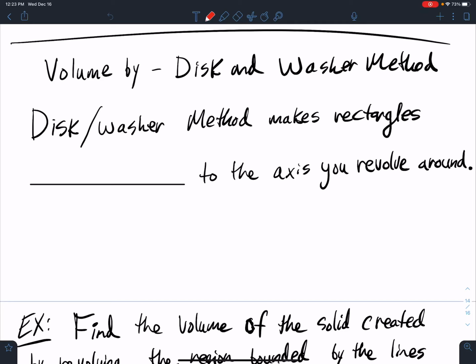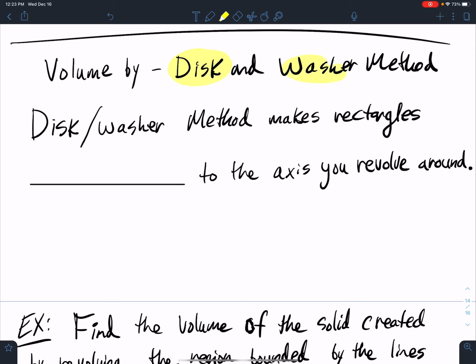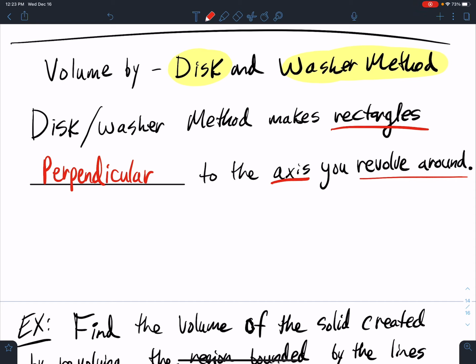So we're going to talk about volume by the disk and washer method today. The disk and washer method uses rectangles perpendicular to the x-axis or y-axis, the axis that you revolve around.